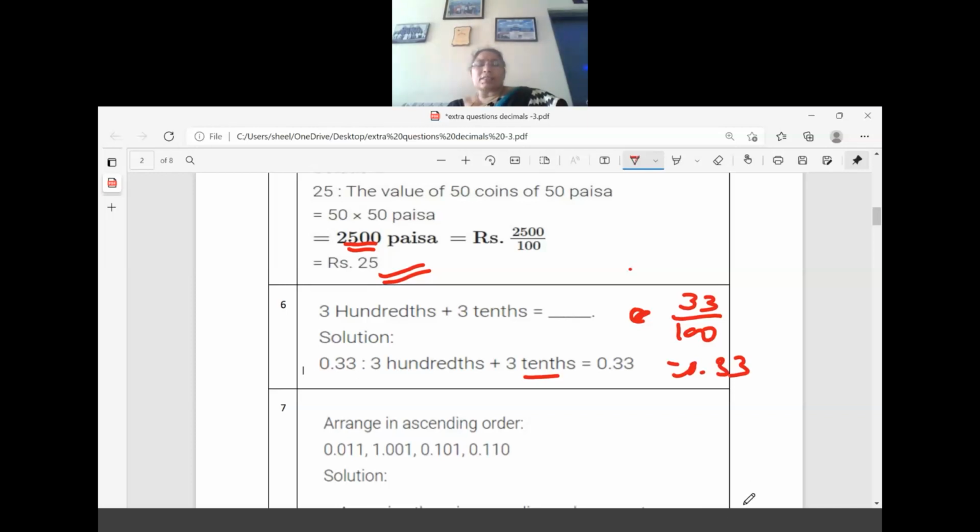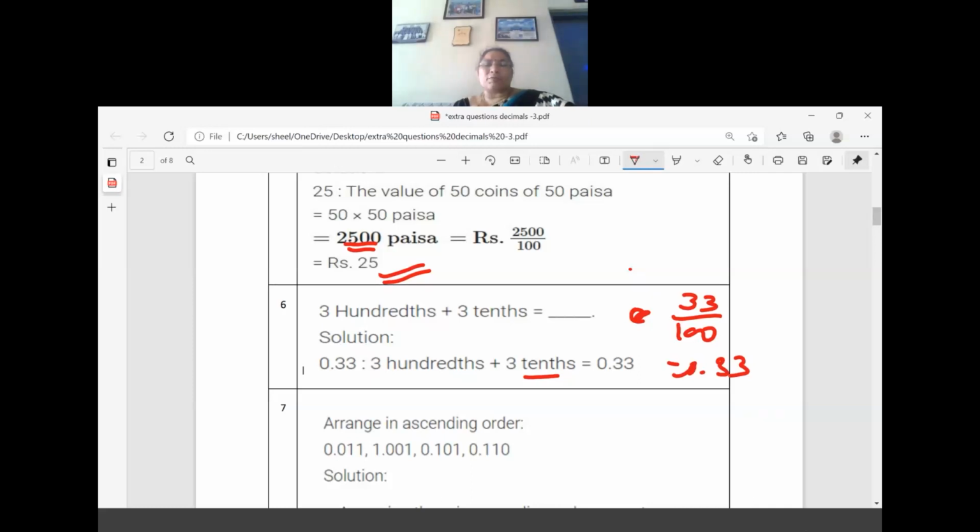Next question, arrange in ascending order. 0.011, 1.001, 0.101, 0.110. We have to arrange in ascending order only. Ascending order means smallest to greatest. So we should first identify which is the smallest. If you check all the values, 0.011 has 3 decimals, 1.001 again has 3 decimals, 0.101 has 3 decimals, 0.110. So all are like decimals only. After the decimal we can see that 3 digits are there, isn't it?